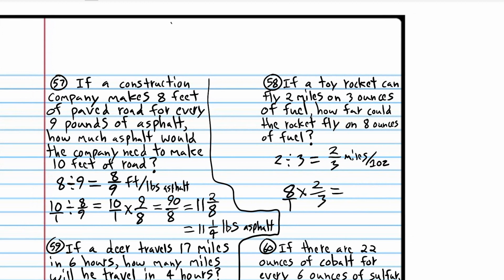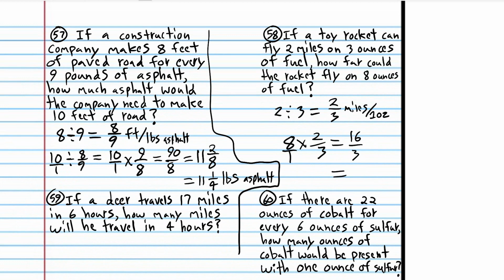And now we just multiply these two fractions. 8 times 2 is 16. 3 times 1 is 3. Then we just have to change that improper fraction into a mixed number. And just to remind you, it's improper because the numerator is bigger than the denominator. So 3 goes into 16 5 times. 3 times 5 is 15. 16 minus 15 is 1. That's the remainder. And you just rewrite the denominator.